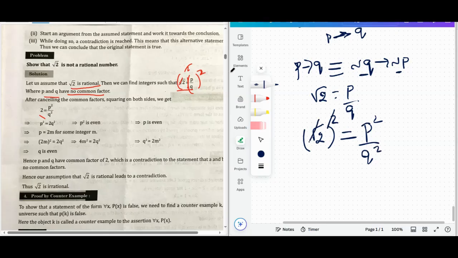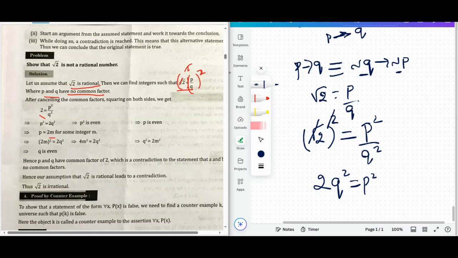So square and root will get cancelled. That will be 2. q square will come this side, is equal to p square. So we can write that p square is even. If p square is even, p is also even.